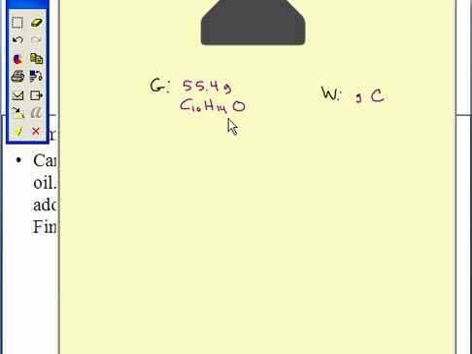So let's look at what we're given and what we want. We're given a mass of this compound, and what we want is a mass of the element within this compound. So, let's see what we can do. We know that 1 mole of this chemical, carvone, has 10 moles of carbon. We know that based on the formula.